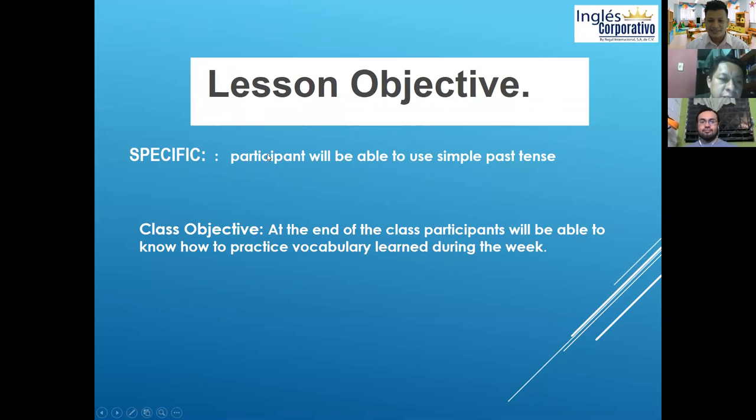Okay, the specific participant will be able to use simple past tense. Okay, thank you, Miguel. Right now, Fabrizio, go with this. Okay, teacher. Class objective. At the end of the class, participant will be able to know how to practice vocabulary learned during the week. The week, yeah, really good.